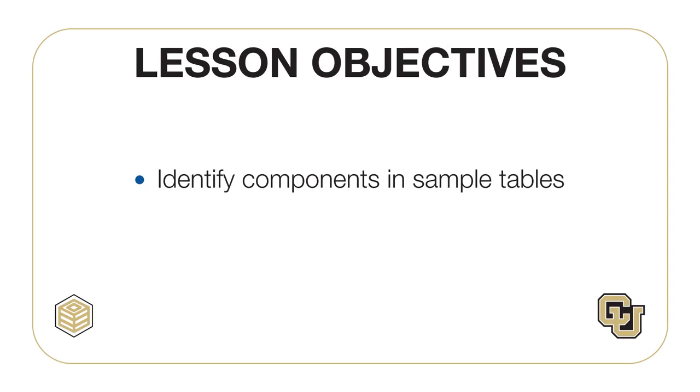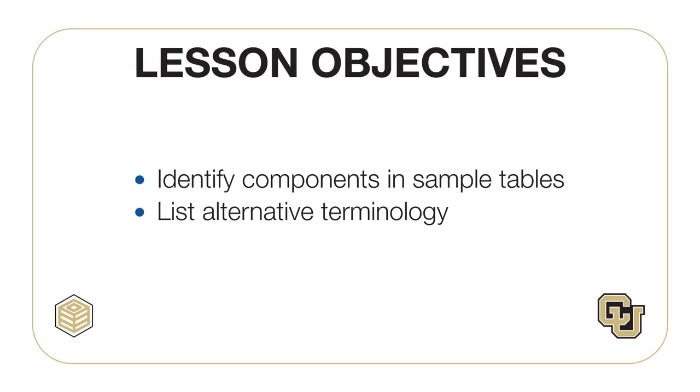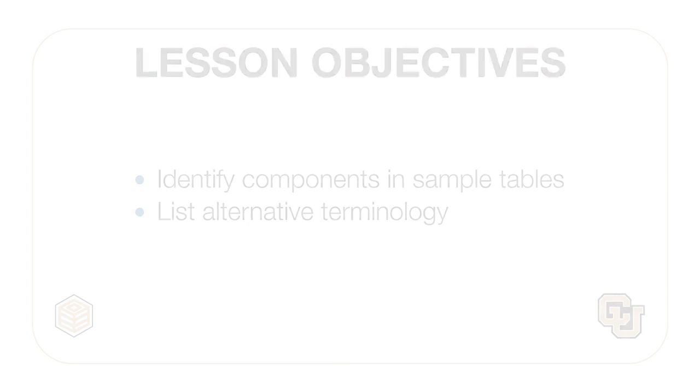This lesson provides your initial background in the relational data model, so the learning objectives are modest. I want you to be able to identify components and sample tables using additional rows that you add. To become familiar discussing relational databases in several contexts, you should be able to list alternative terminology used for the basic concepts.